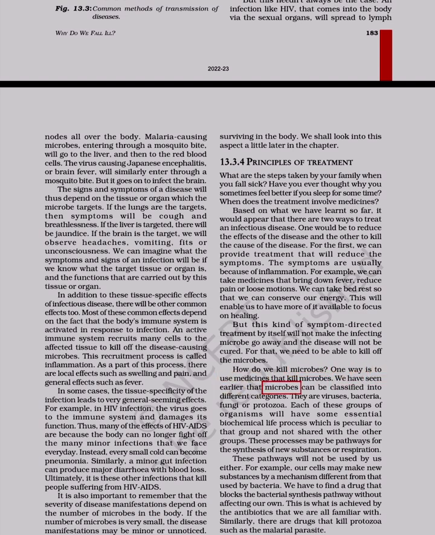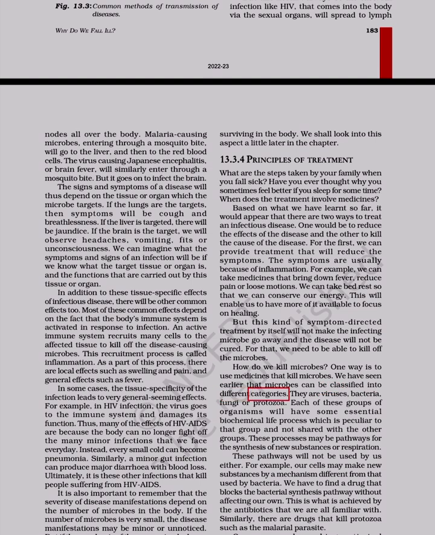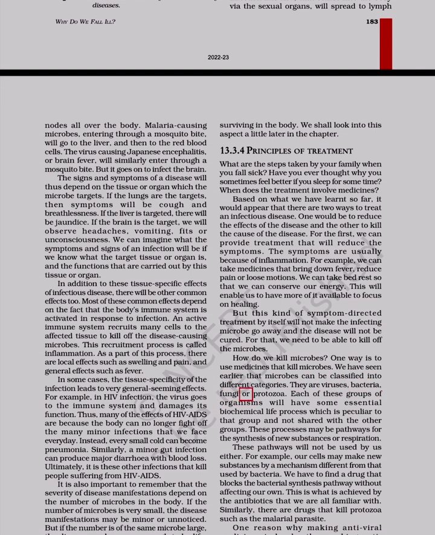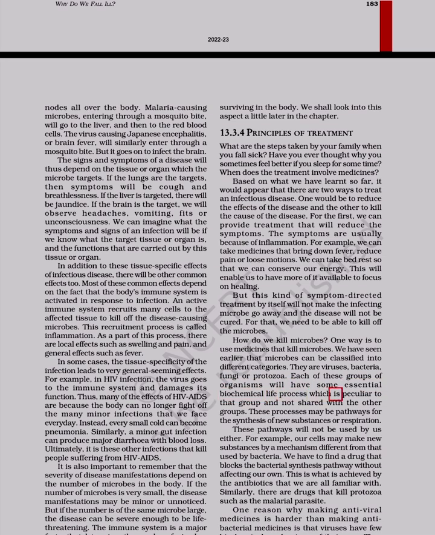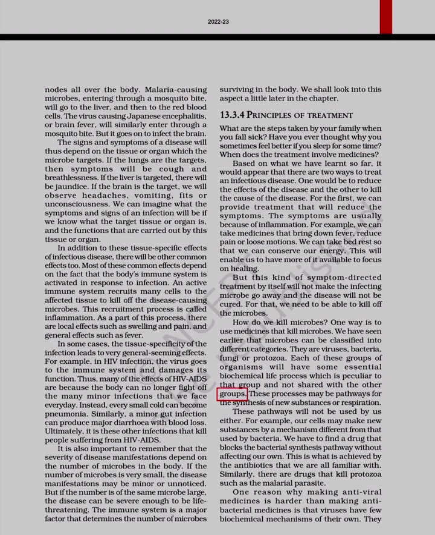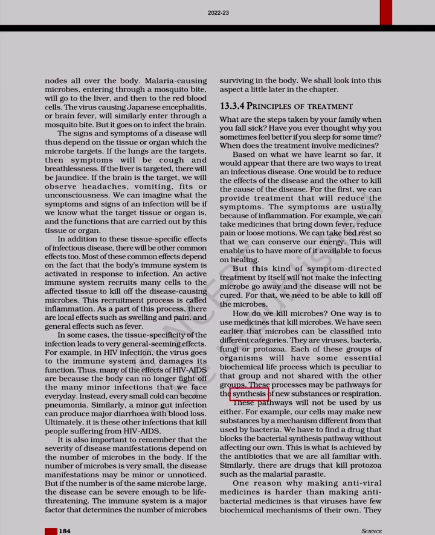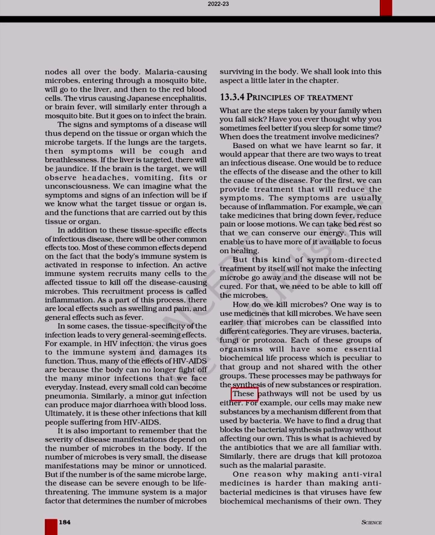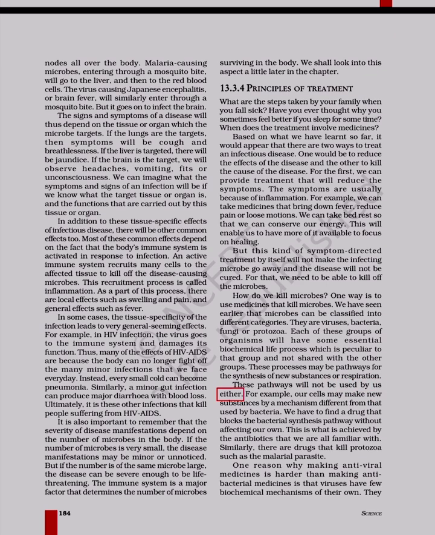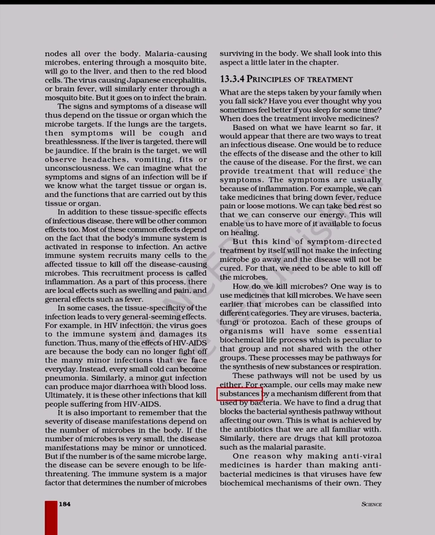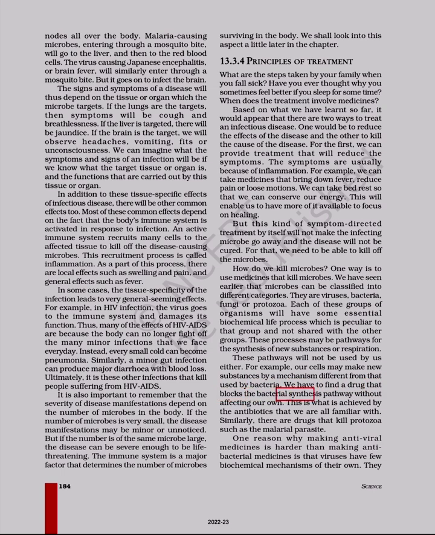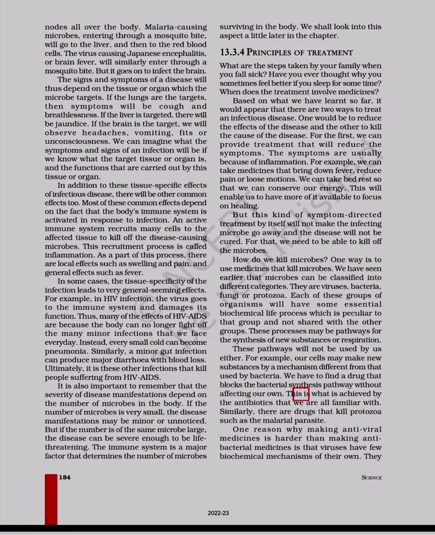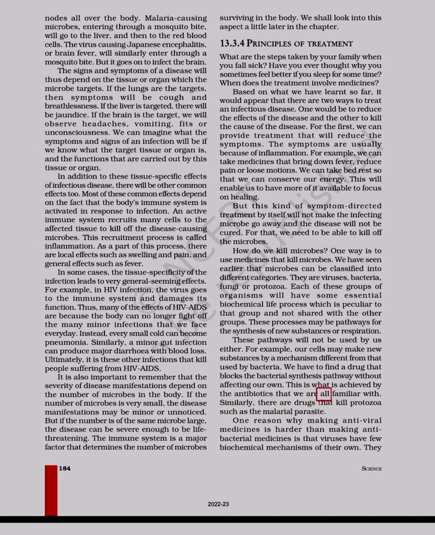We have seen earlier that microbes can be classified into different categories. They are viruses, bacteria, fungi or protozoa. Each of these groups of organisms will have some essential biochemical life process which is peculiar to that group and not shared with the other groups. These processes may be pathways for the synthesis of new substances or respiration. These pathways will not be used by us either. For example, our cells may make new substances by a mechanism different from that used by bacteria. We have to find a drug that blocks the bacterial synthesis pathway without affecting our own. This is what is achieved by the antibiotics that we are all familiar with.